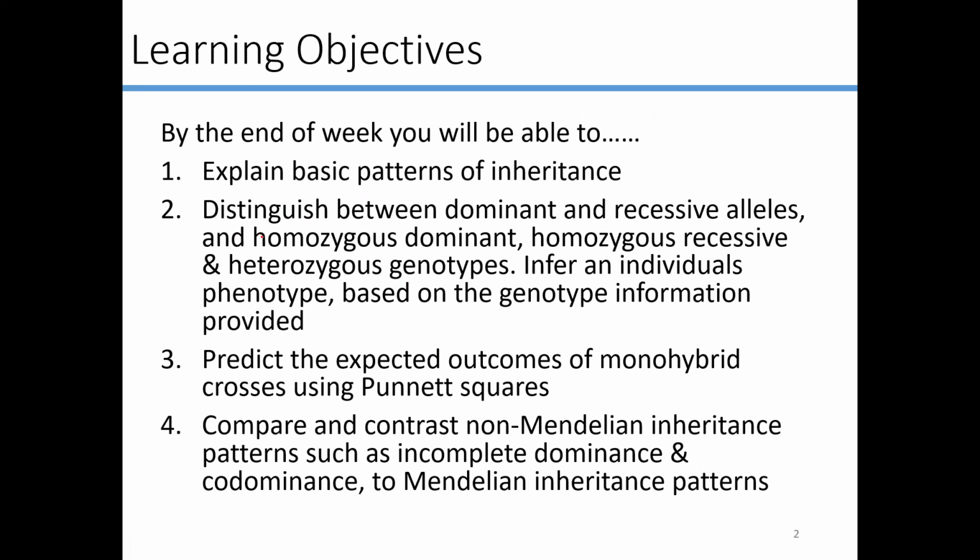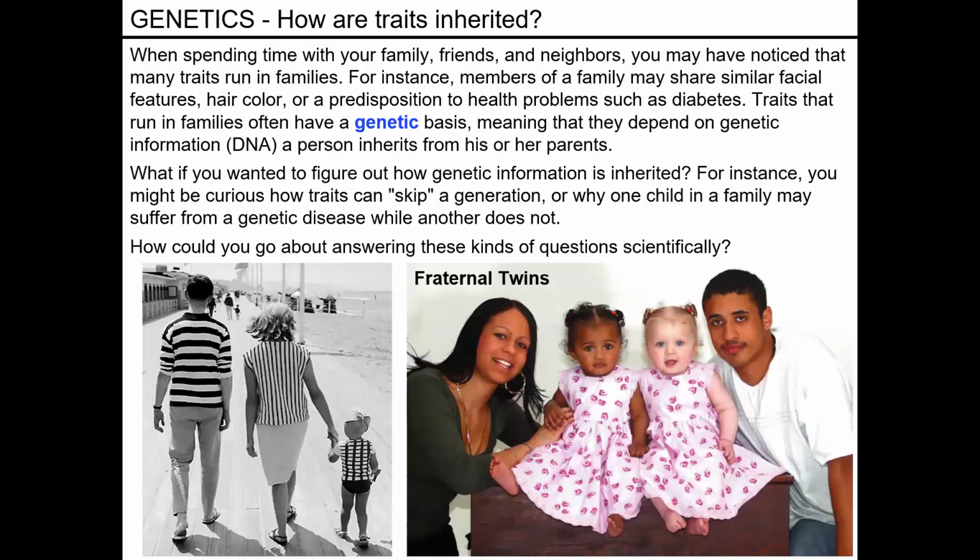We're also going to be looking at a lot of vocab, specifically things like dominant and recessive, what those exactly mean. We're going to look at homozygous dominant, homozygous recessive, as well as heterozygous. We're also going to be able to infer an individual's phenotype based upon the genotype information that's provided. We're also going to be able to predict outcomes from monohybrid crosses utilizing something known as a Punnett square. And then finally, we're going to be able to compare and contrast non-Mendelian genetics, such as incomplete and codominance, to Mendelian inheritance patterns. So let's go ahead and get started.